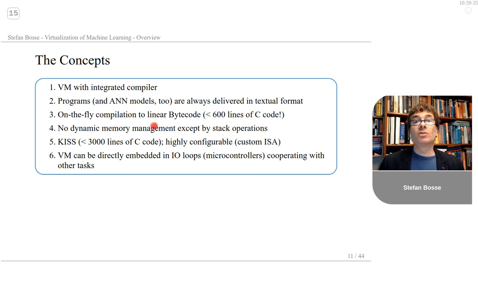On-the-fly compilation to linear bytecode is provided by a very compact and efficient compiler requiring less than 600 lines of C code. No dynamic memory management except by stack operations is required. KISS: keep it simple and safe.